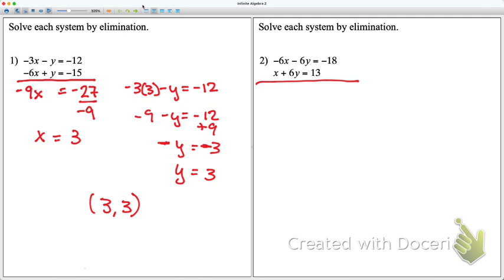So I have negative 6x and x, so I have negative 5x. And negative 18 and 13, so I have negative 5 again. Yep. So x equals what? 1. How am I going to find y? Substitution. Substitute it in. So it doesn't matter which one, does it?